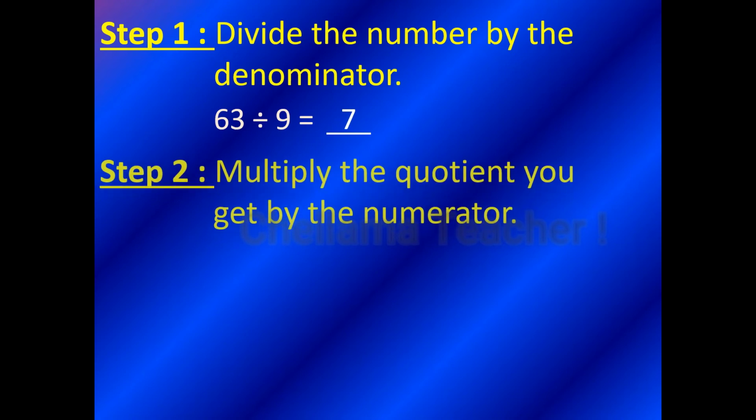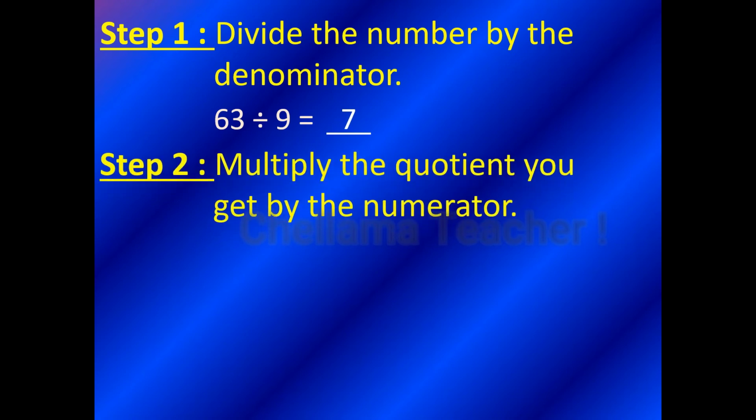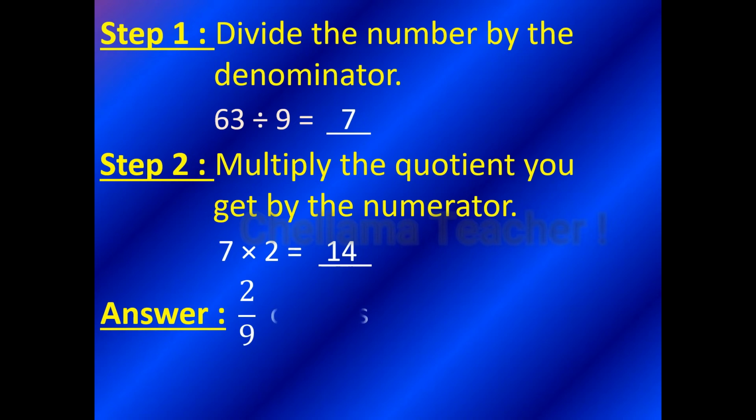Step 2. Multiply the quotient you get by the numerator. So 7 is to be multiplied by 2. The answer is 14. The final answer is 2/9 of 63 is 14.